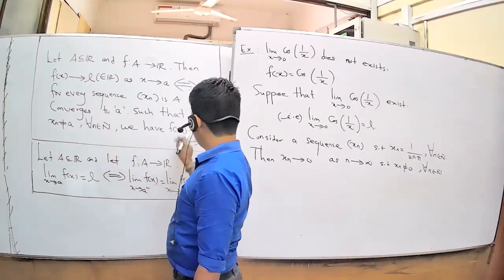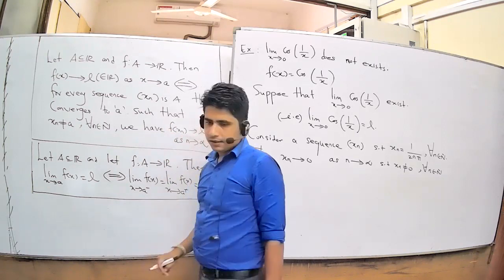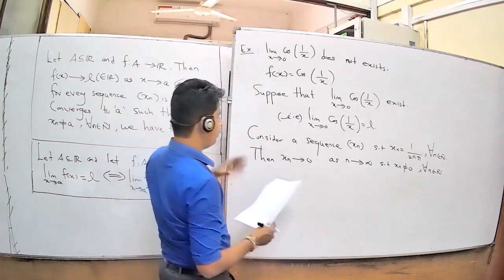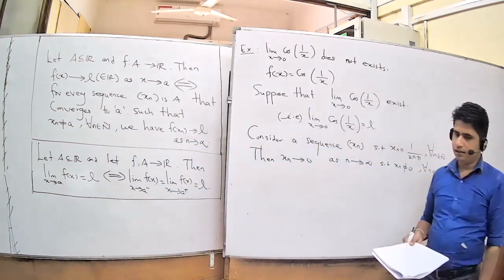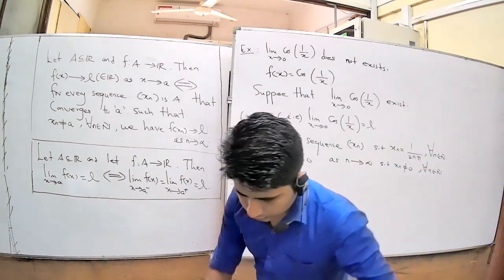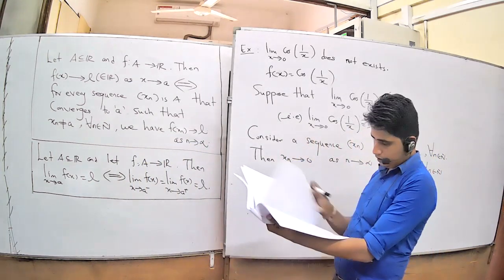Now you want to show that f of Sn tends to L. But here, as I already mentioned, they asked to prove the limit does not exist.